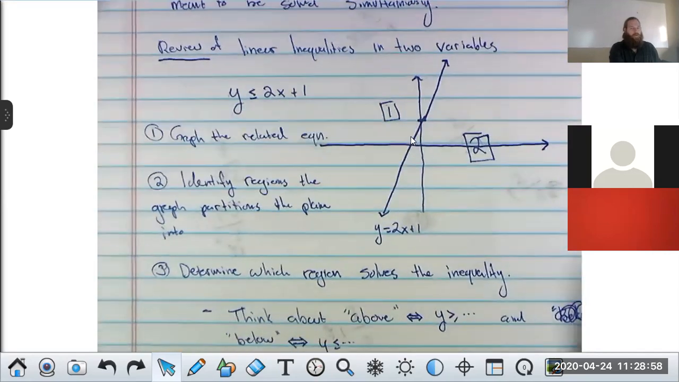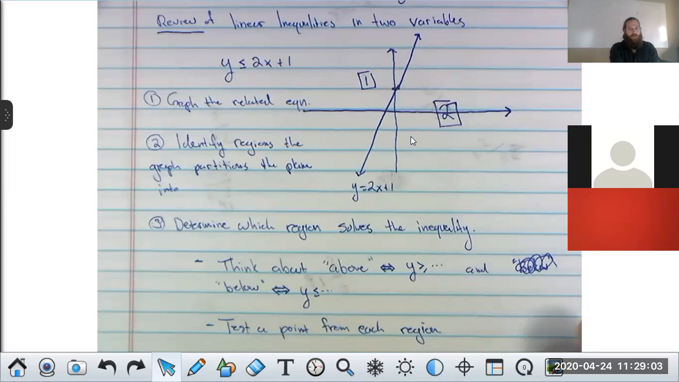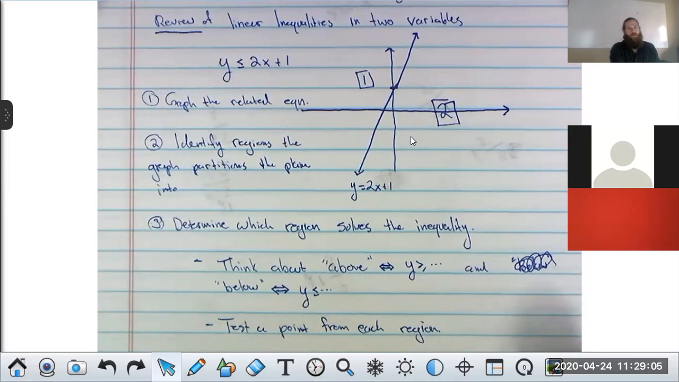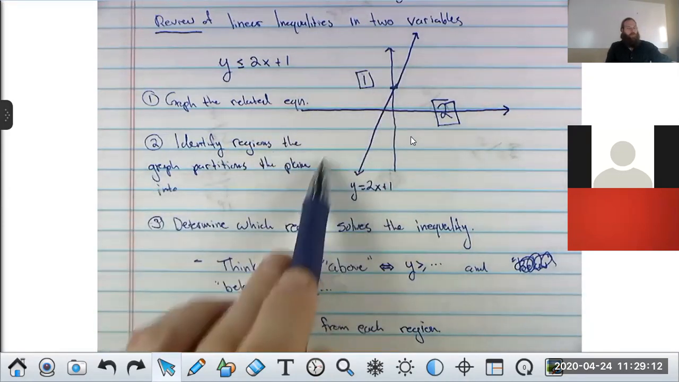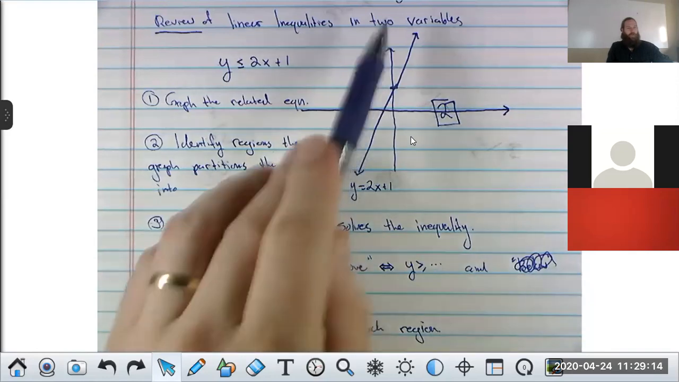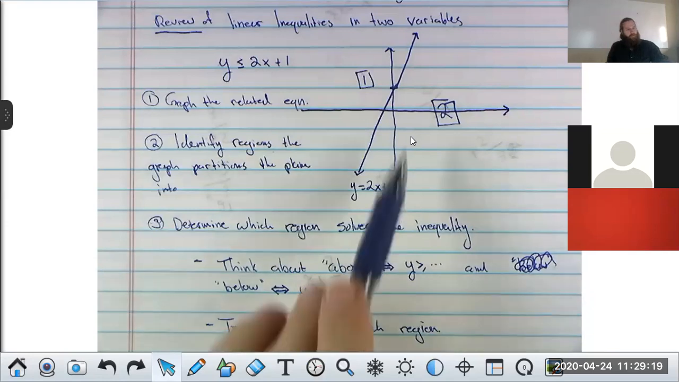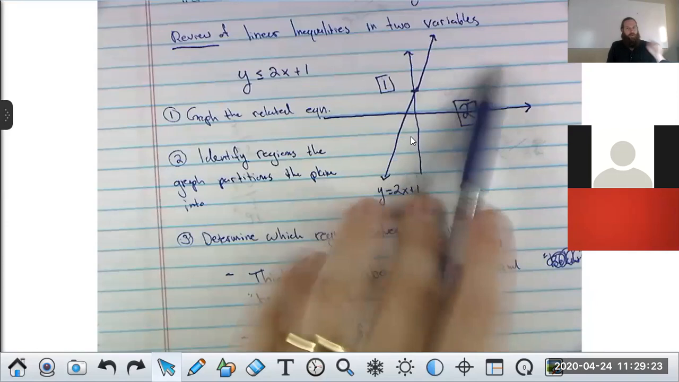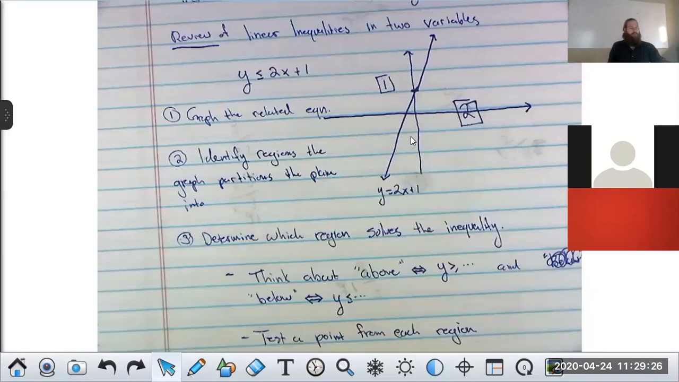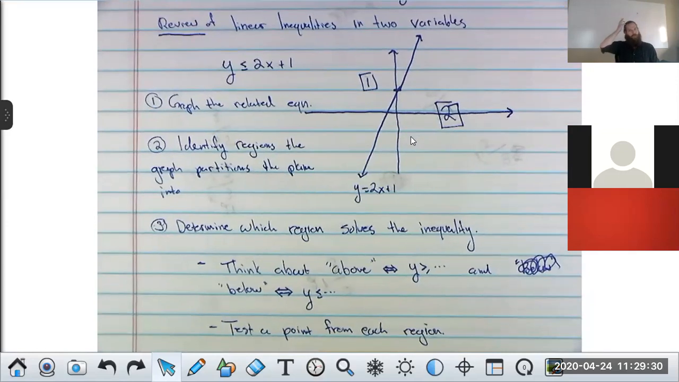So the main idea is that either every point in region 1 solves the inequality, or no point in region 1 solves the inequality. So if you find one point up here that works, that means every point up here works. If you find a point up here that doesn't work, that means no points up there work. Similarly, if you find a point down here that solves the inequality, that means every single point in region 2 solves the inequality. And if you find a point in region 2 that doesn't solve the inequality, that means that no points in region 2 solve the inequality.